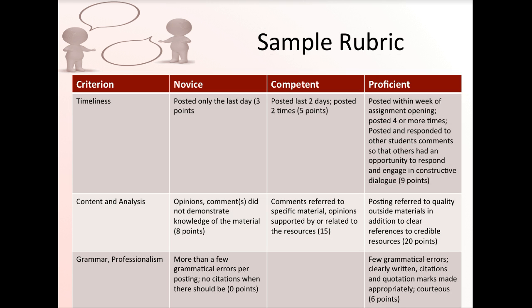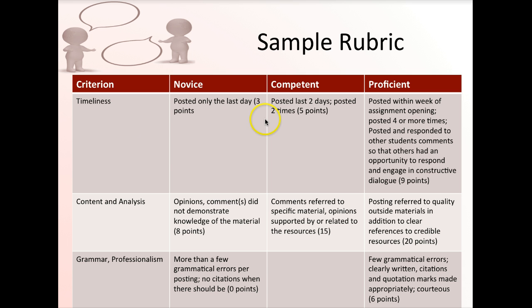So what I have on the screen now that we're going to spend a little bit of time with is a sample rubric. When I give these kinds of assignments, I develop a rubric that tells you how I'm going to grade you and how I'm going to assign points. The rubric I've given you is from another class and another course, but the elements are typically the same. So I wanted to go through this rubric so that you could see what I do. There are 3 criteria listed in the left column of the table on this slide: timeliness, content and analysis, and grammar and professionalism. I'm going to go through each of these.